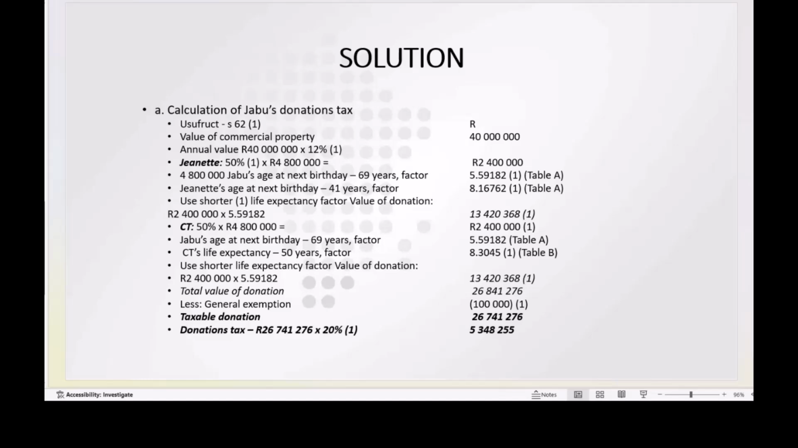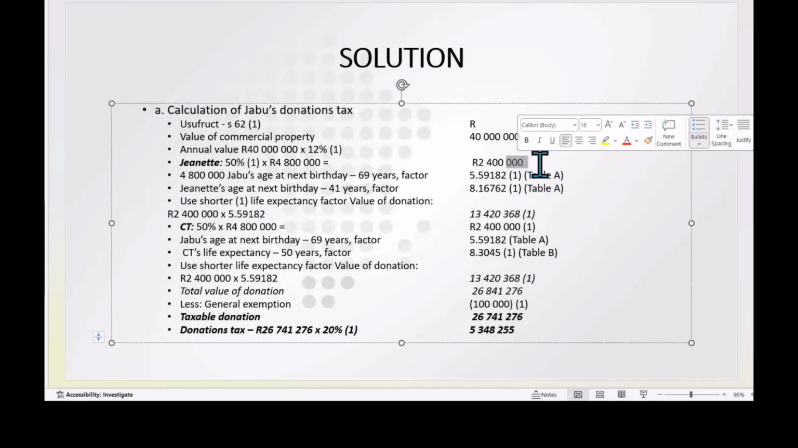So let's look at the calculation there. I think maybe it'll also help if we look at it. So we've already determined that the value of the commercial property is 40 million rand. And then we said that the annual value of that property would be 4.8 million. But first, we must apportion it between Janet and the trust. And then Janet has 50% of the 4.8 million. So her annual value would then be the 2.4 million.